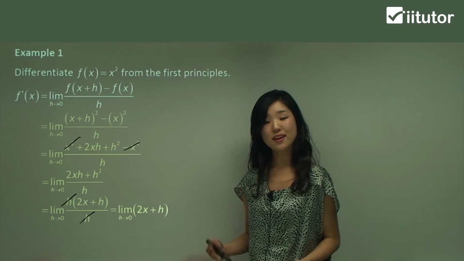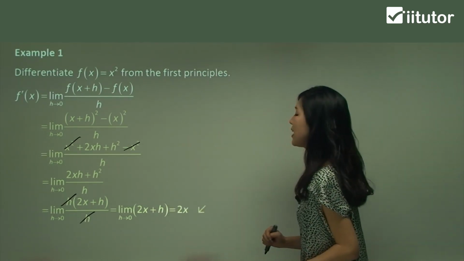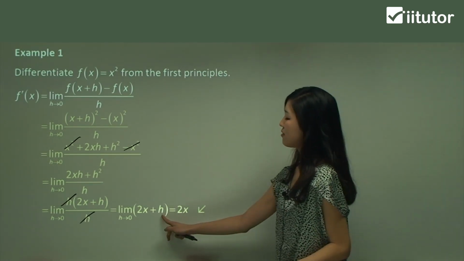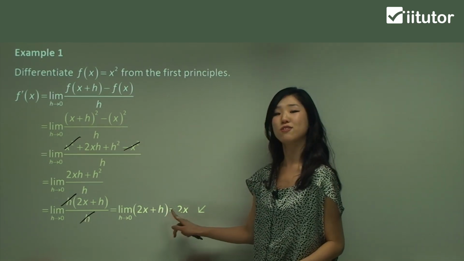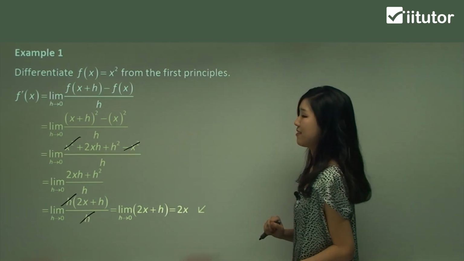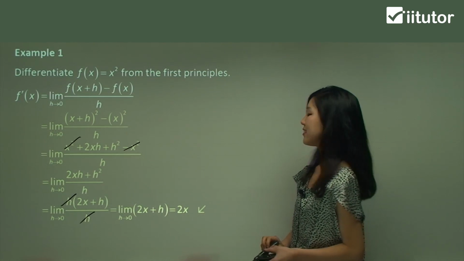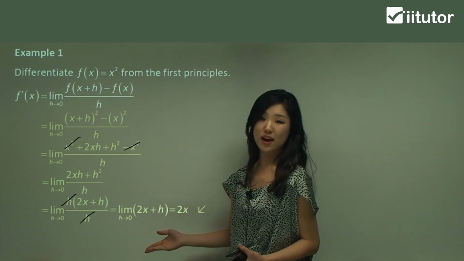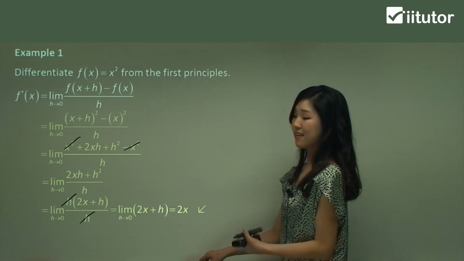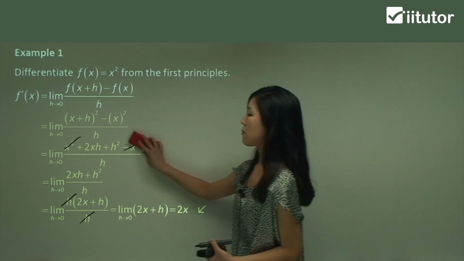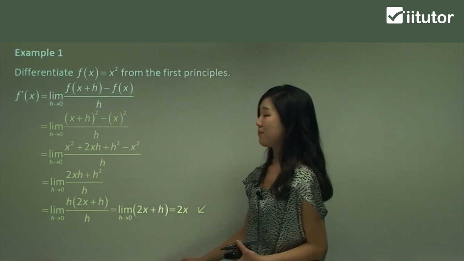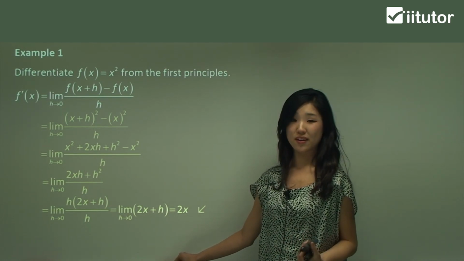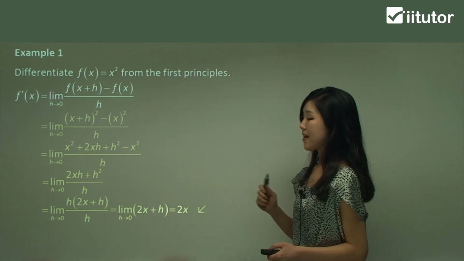This is when we sub in h is 0. So if h is 0, it's just going to be 2x plus 0, which is just 2x. And that's the answer to example 1. Okay, does that make sense? See how when I subbed it in, I no longer have the limit sign, so that's when you can take that away. And that's the answer. As long as you memorize this first principles rule, basically the rest is kind of like algebra, okay? So be really careful. That's example 1.